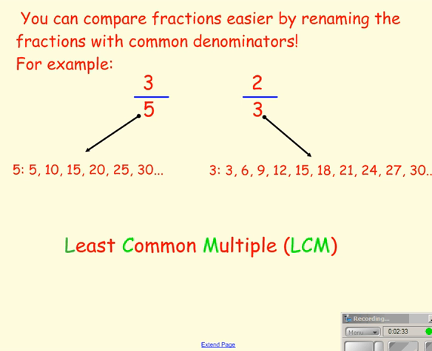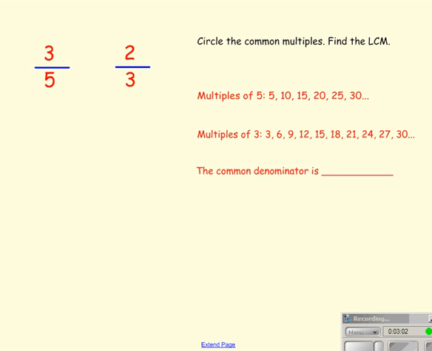You can compare fractions easier by renaming the fractions with common denominators. So for example, if we have 3/5 versus 2/3, we want to rewrite the fractions using a common denominator, which was our last lesson. We would start by listing out the multiples of 5 and the multiples of 3, looking for the least common multiple. So here we have our multiples of 5, our multiples of 3, and we can see that 15 is a common multiple, so we know our common denominator would be 15.